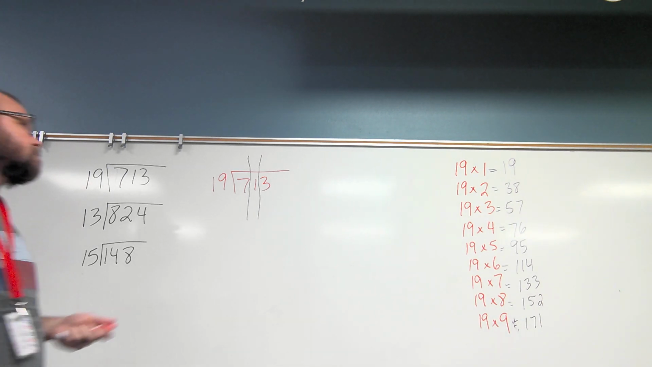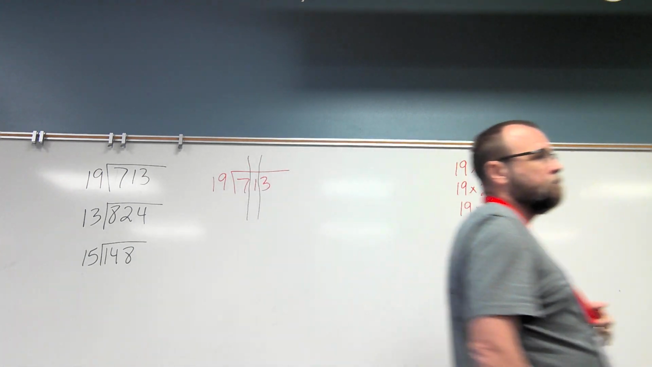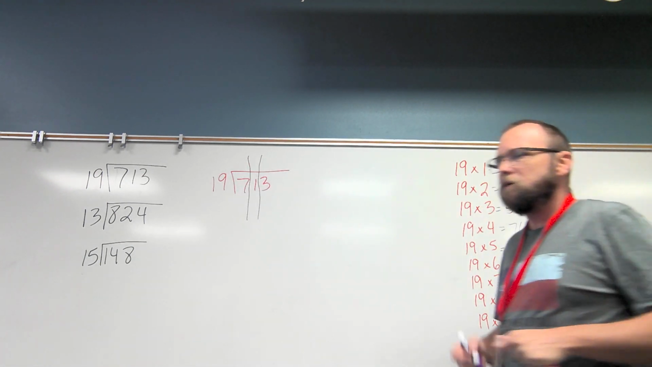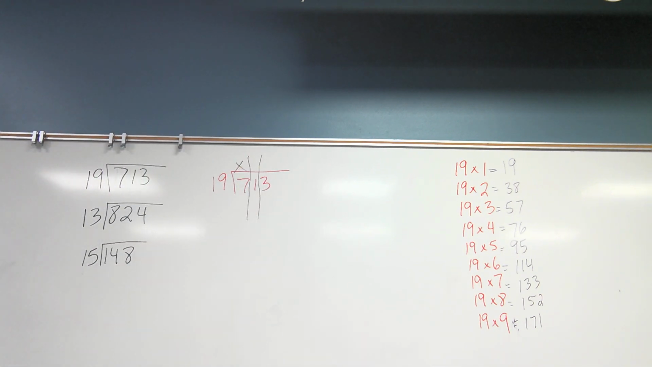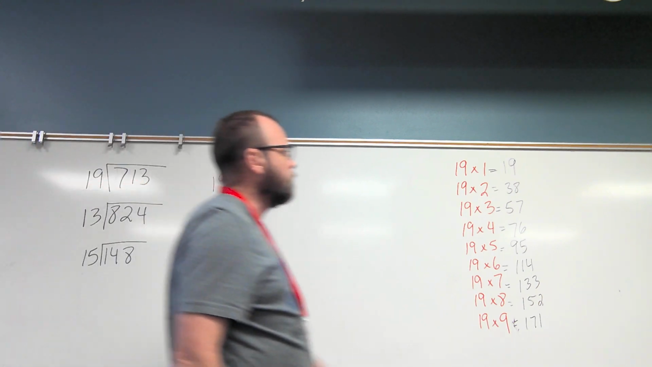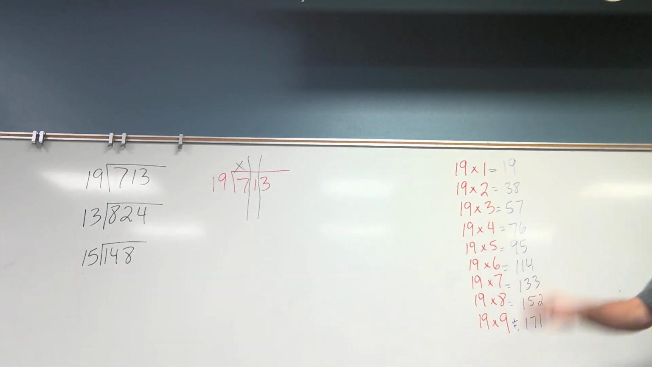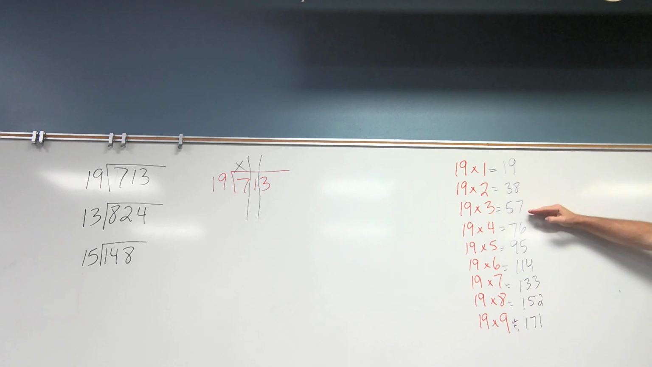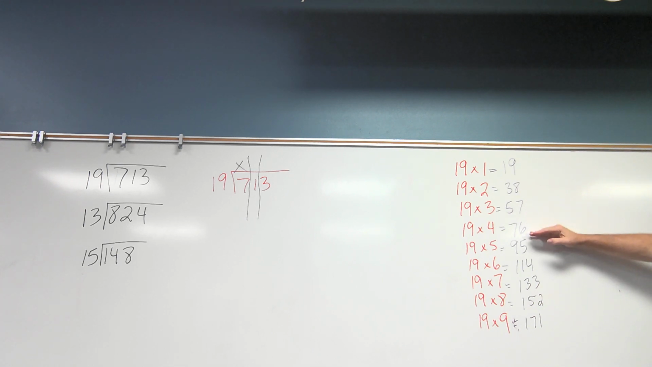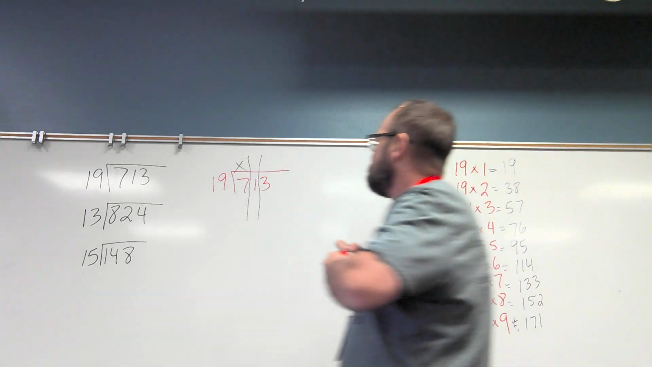And then I have to ask Eli, does 19 go into 7? No. Eli, does 19 go into 71? 3 times, because I got to get as close to 71 as I can on my multiples without going over. 57 is as close as I can get without going over because 76 is more than 71. Good job, Eli. So it is 3.